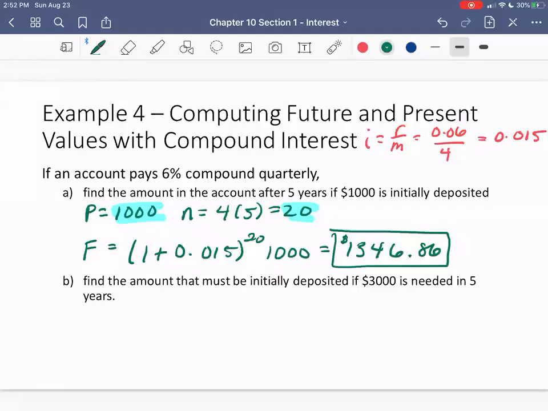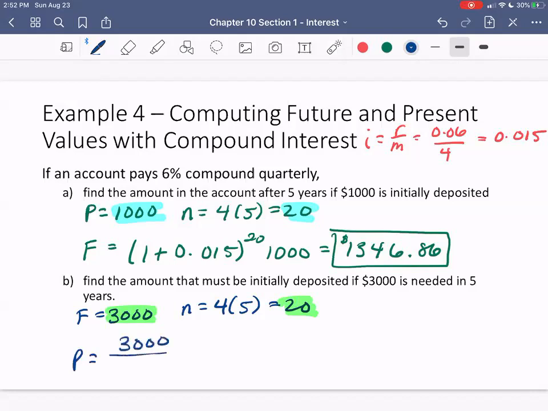So next we're going to find the amount that must be initially deposited if $3,000 is needed in 5 years. So we're not given the principal now, we're given the future balance that we want. And we're still talking about 5 years. So what has changed? Our interest rate's the same, still 6% compounded quarterly. But now our future balance is 3,000. And our N is still the same: compounded quarterly for 5 years, which is 20. So we're using 3,000 and 20. And now we're using the other formula that says P equals 3,000 over 1 plus our interest rate raised to the 20th power. You put that into your calculator and you get $2,227.41.